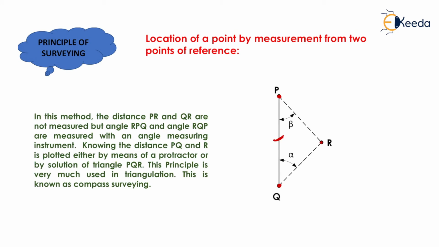So with the help of a compass, we will get the angle from P, that is beta angle, as well as alpha angle from Q. Now we will draw two lines, one from P and one from Q, at an angle of beta and at an angle of alpha. Now when these two lines intersect at one point, then the intersection point is known as station R. So in this way we will locate the station R by just measuring the two angles at the two known stations. Now this method is very commonly used in compass surveying.